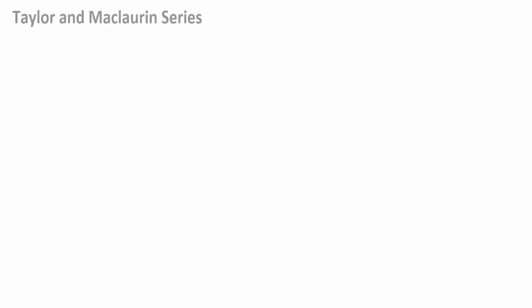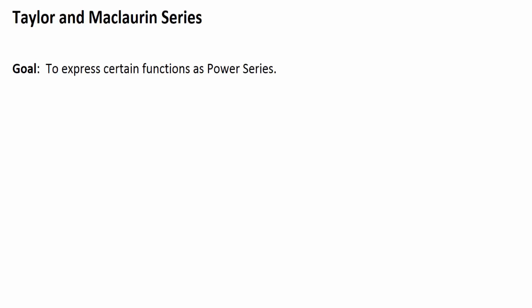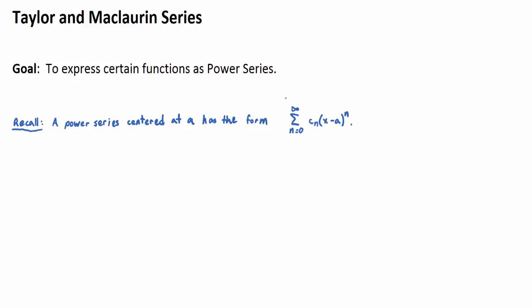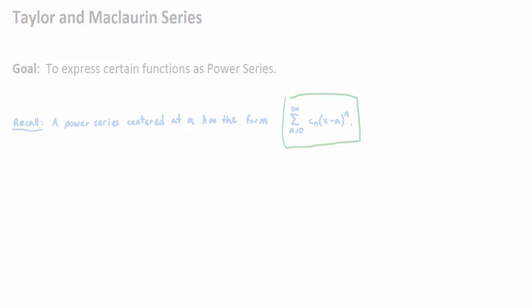We're talking Taylor and Maclaurin series today. The goal is to express certain functions as power series. And so what do you need to remember? A power series is a series of the form sum n equals 0 to infinity of some sequence involving n's, right? The formula for the nth term just involves n, it doesn't involve x, times x minus a to the n. This is a power series centered at a.